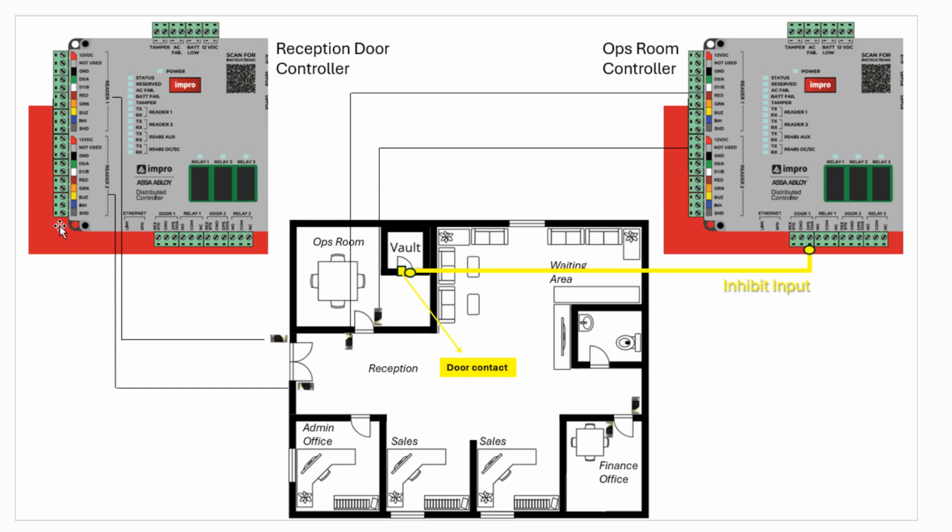This will ensure your system operates seamlessly and securely, preventing unauthorized access and enhancing overall safety. We have installed a door contact sensor on the vault door, and connected it to an input on the operations room distributed controller. In this scenario, we've used input 1 on the distributed controller as an Inhibit input.